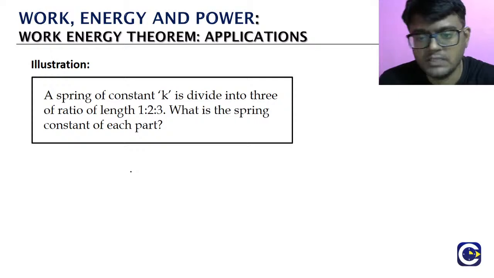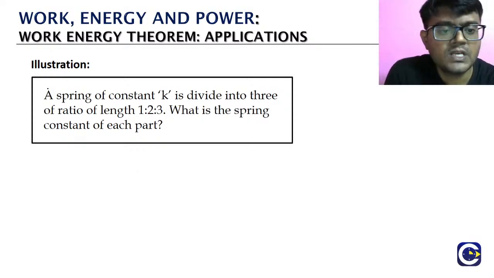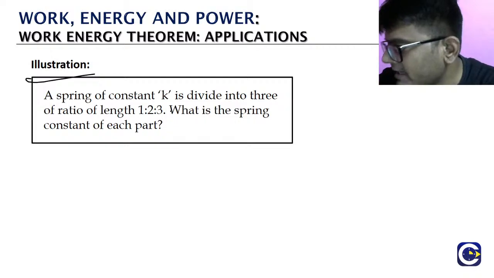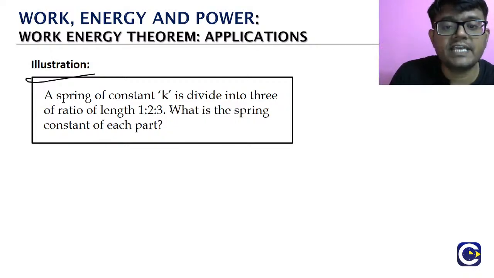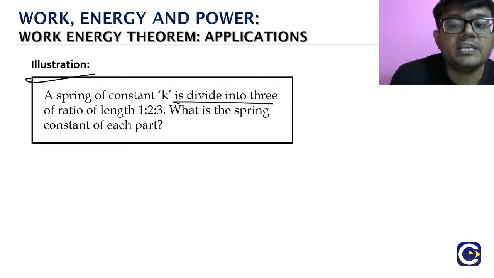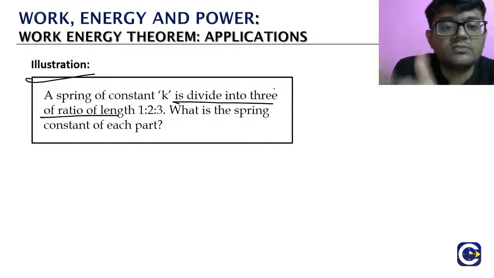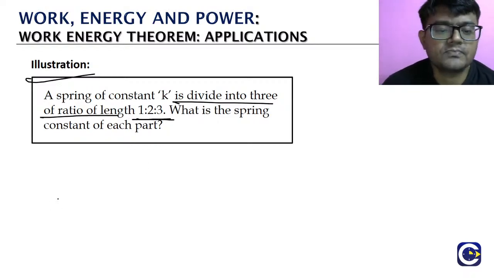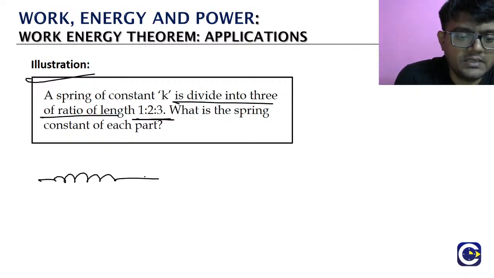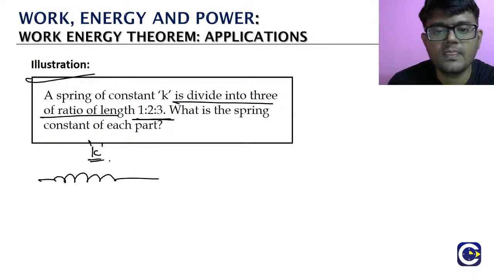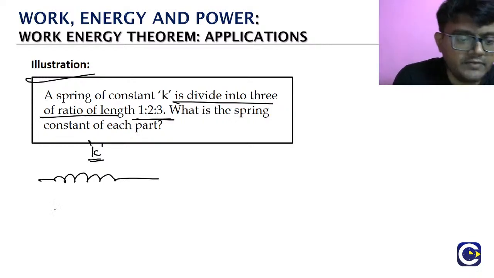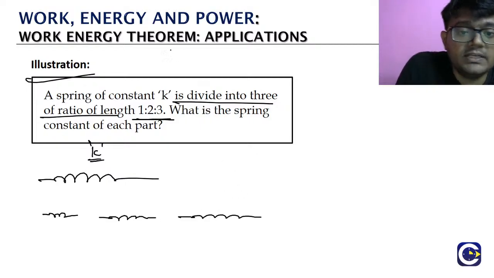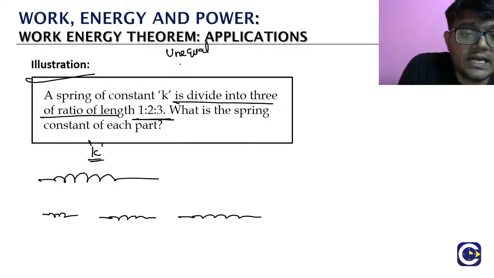இங்க பாருங்க, இந்த problem முடிச்சிட்டு we'll wind up the session. A spring of constant k is divided into 3 parts of ratio of length 1:2:3. என்னது? ஒரு ஸ்ப்ரிங் இருக்கு நம்ம கிட்ட of constant k. அந்த ஸ்ப்ரிங் நம்ம டிவைட் பண்ண போறோம். எப்படி? We are dividing into 3 parts. Lengths are different, unequal. Unequal breaking or dividing.